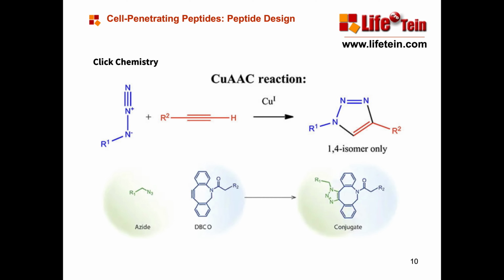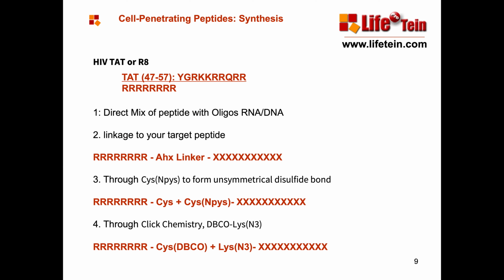This example is the NPYS linker modification. The cysteine residue is added to your peptide. We conjugate 2 sequences together to form a disulfide bond. This is especially useful for cancer studies. Cancer cells have a lower pH of 6.7 to 7.1. Normal cells have a higher pH of 7.4. Under the acidic environment, the disulfide bond can be cleaved.